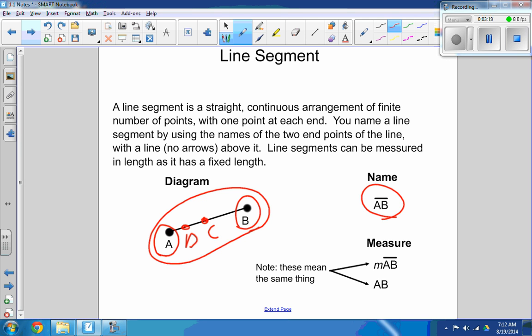And then for its measurement, there are 2 ways I can indicate it. The measure of AB with the line above it. So I just put the m in front of the AB. Or I can just say AB with no line above it. Both of those mean the same thing. In general, we will be indicating all of our measurements like that. That's how we will be indicating measurement in general.